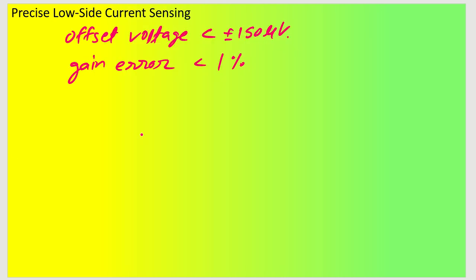Okay, coming back to the precise low voltage low side current sensing. As you can see, my offset voltage is just up to plus minus 150 microvolt. Okay, and we have gain error which is much lesser than 1%.